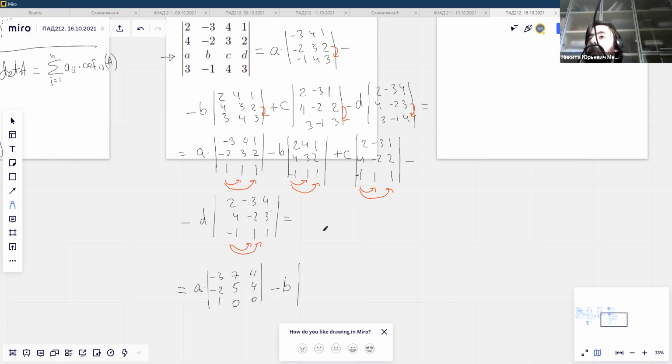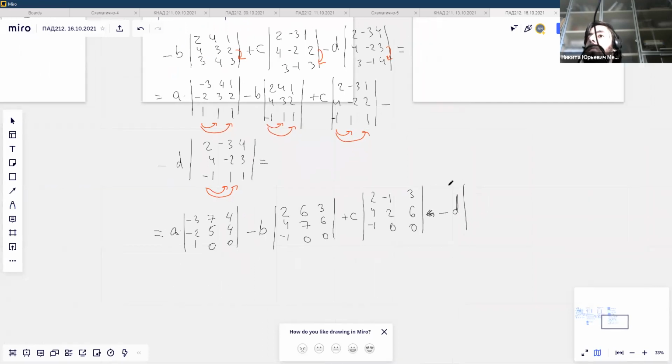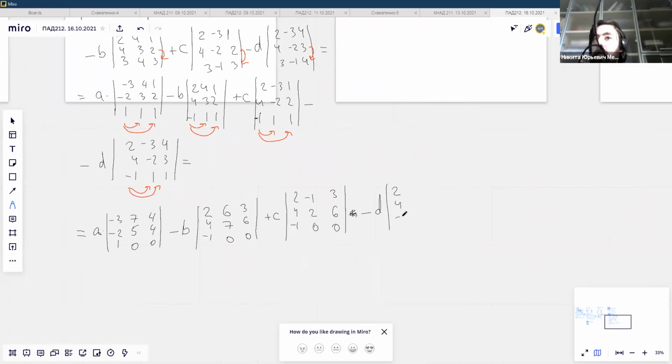Now in the next one, the first column stays, and for the next one I add the columns. So the next is 6, 7, 0, and this one is 3, 6, 0. For C, again, the first column stays, and the second one becomes -1, 2, 0, and this one 3, 6, 0. And finally for G, I'm sorry, not plus, minus. So that's -1, 2, 0, 6, 7, 0.